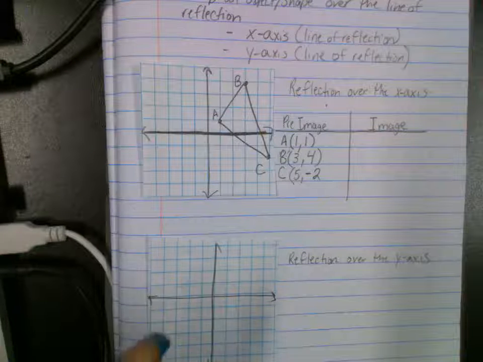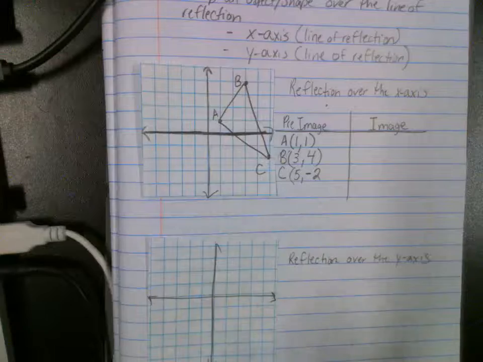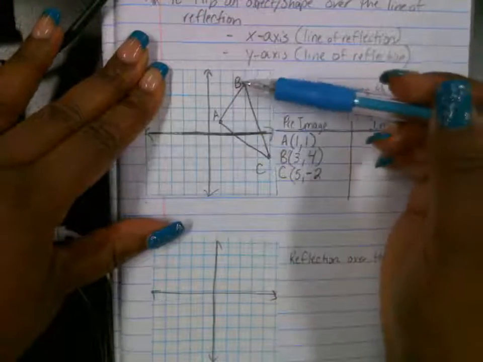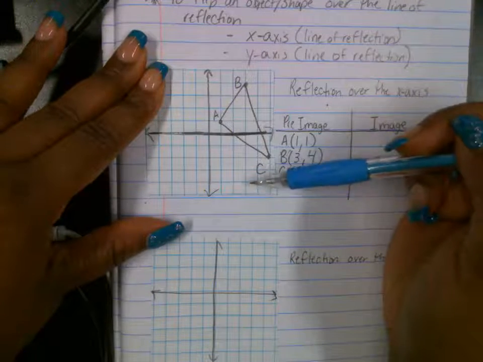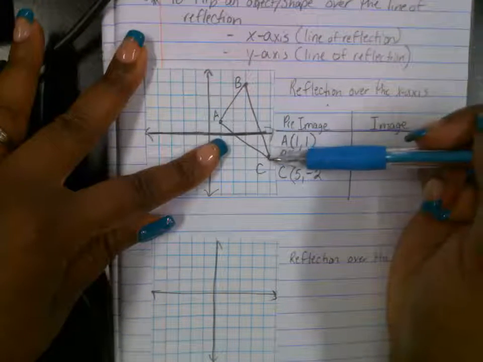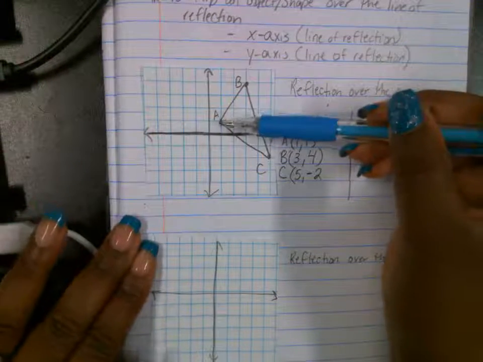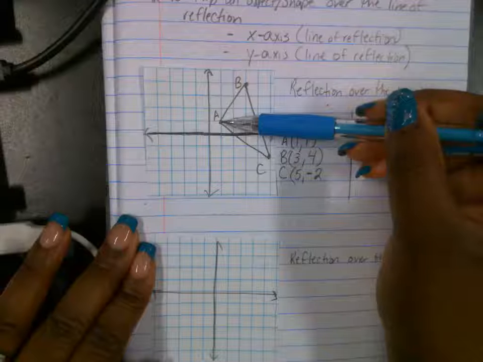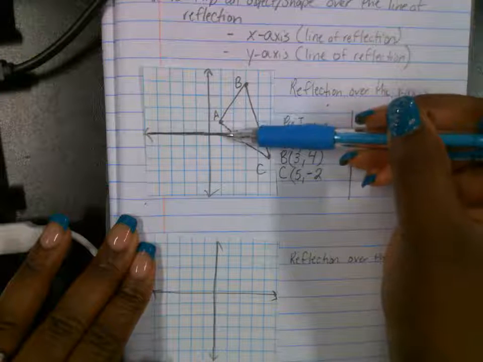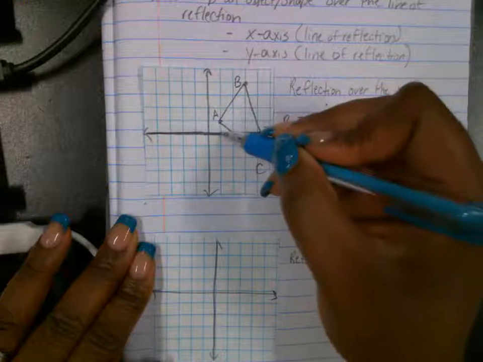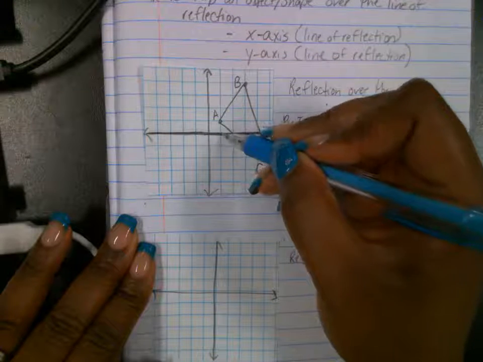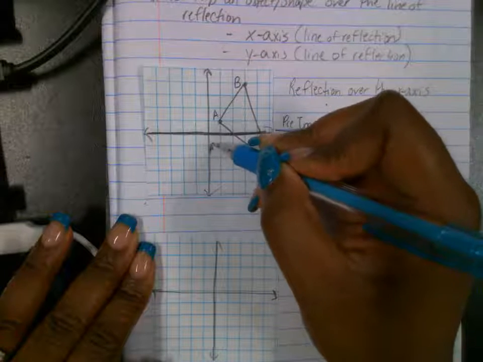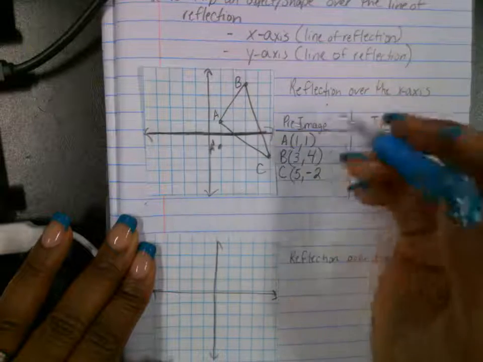All right, so now, watch me do this. When I flip this over the x-axis, whatever is above the x-axis is going to be below, and whatever is below the x-axis is going to be above. So look at A. A is above the x-axis. How far is A above the x-axis? 1. So when I flip it, it's going to be 1 below. This is A prime. It's the new location for A after I flip it.